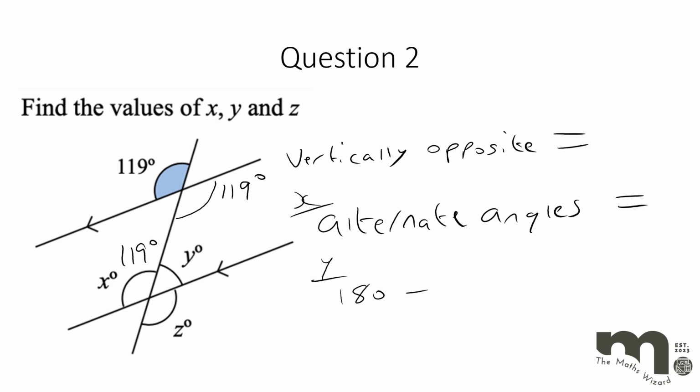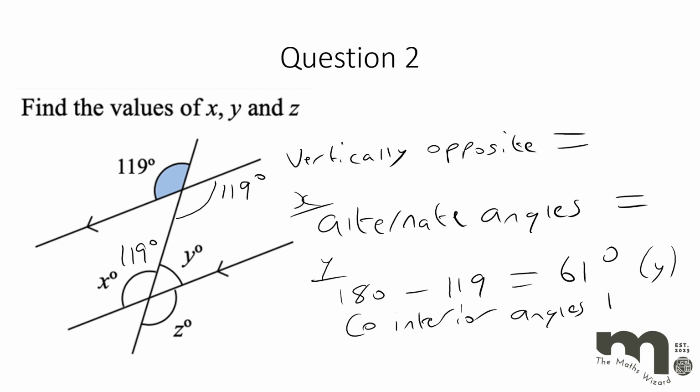So we can do 180 minus 119, which will give us 61 degrees, and that's for y. And that's because co-interior angles add up to 180. Then for z, we can go a number of ways.